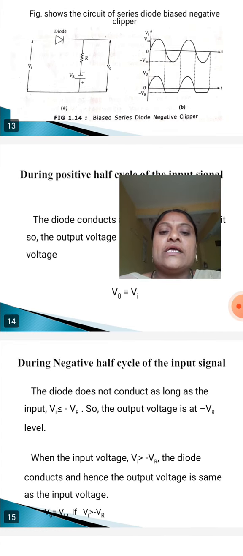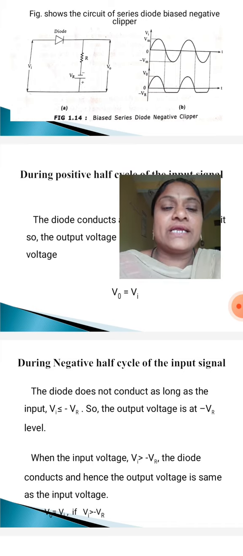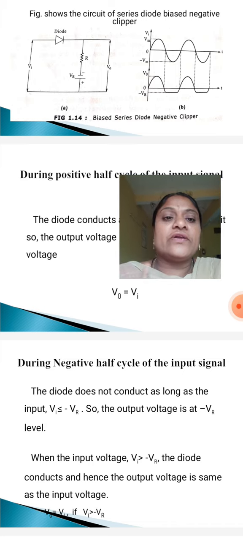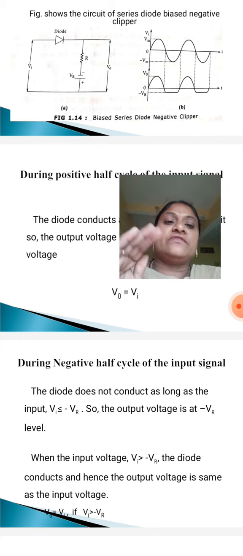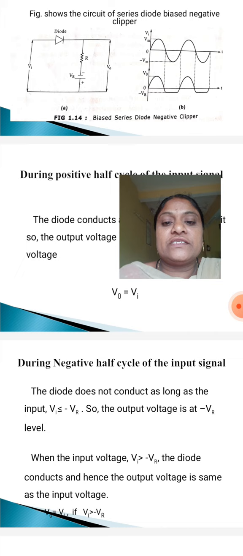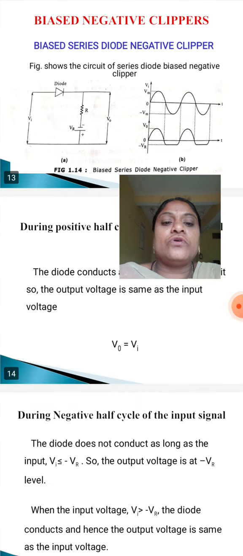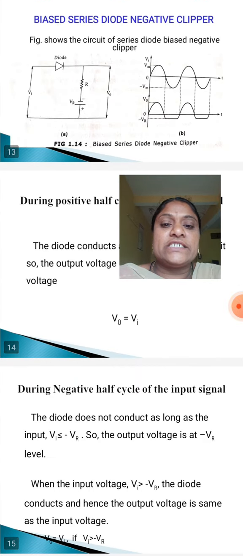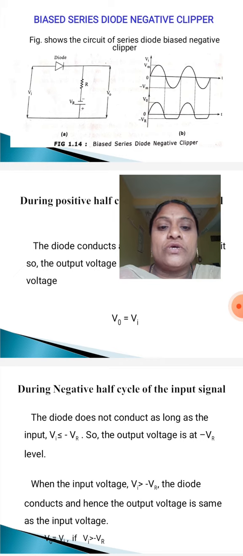As long as the input Vi is less than or equal to minus VR, the diode does not conduct. Minus VR, because it is a negative clipper, that's why minus VR; the bias has negative polarity. So the output voltage is at the minus VR level.